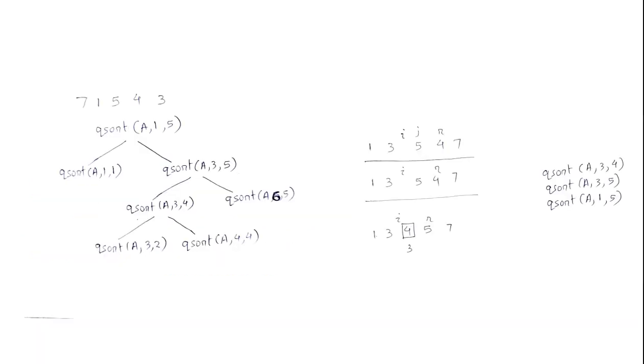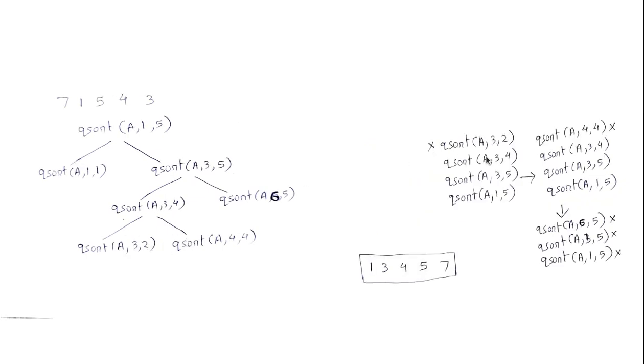Now see this, called and pushed to the stack, A32. Since p less than r, this condition is false, it will be immediately removed.